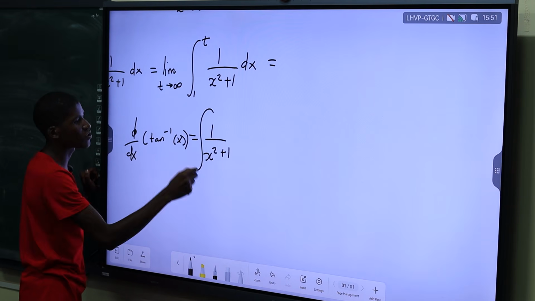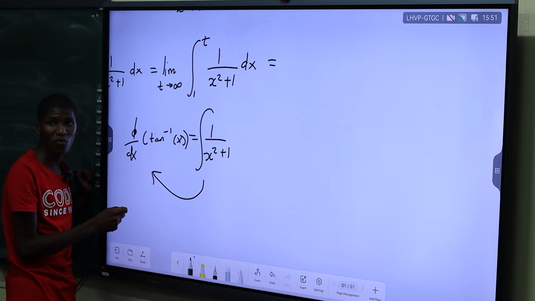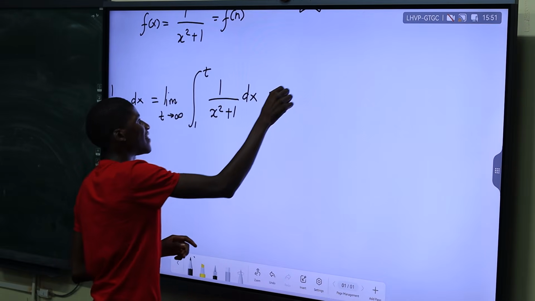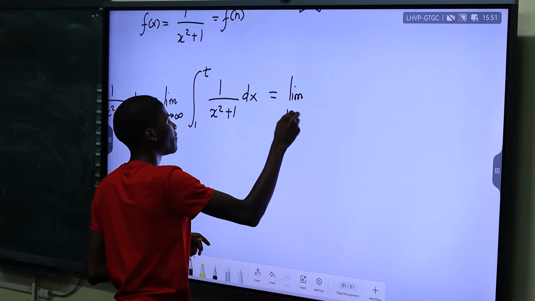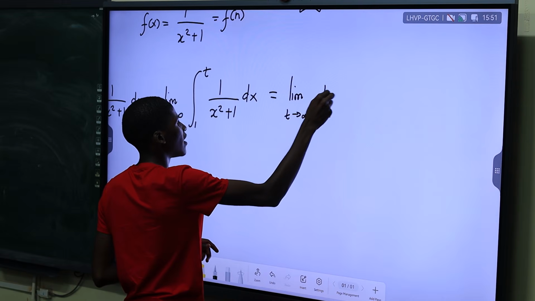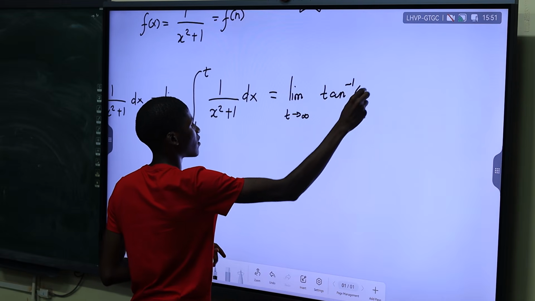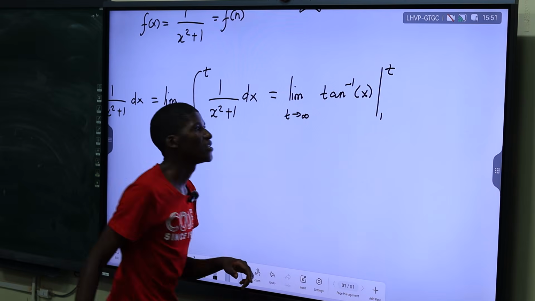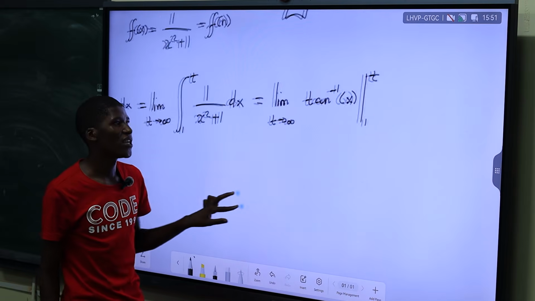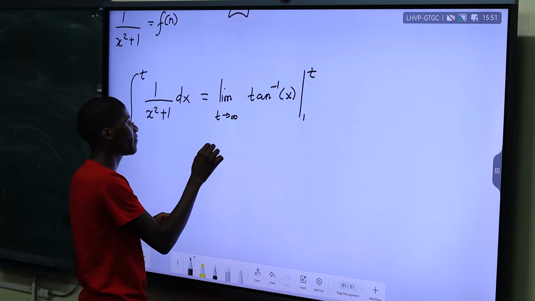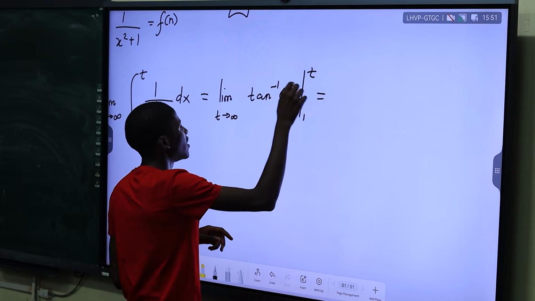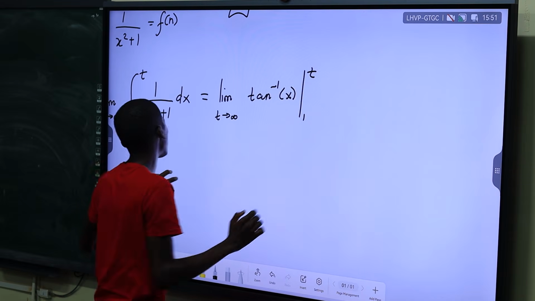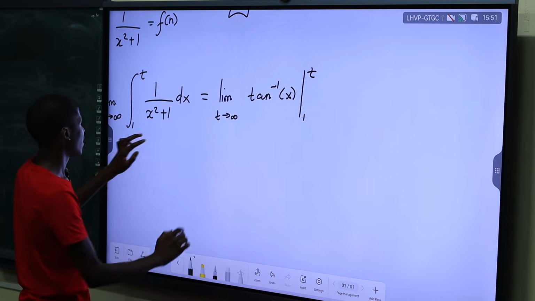So the integral of this would give you tan inverse x. So basically here, the arctan, this is going to be the limit as t goes to infinity of arctan x from 1 to t. And then you evaluate there. So the first value that you're going to have for your integral is going to be arctan. There's still a limit there.